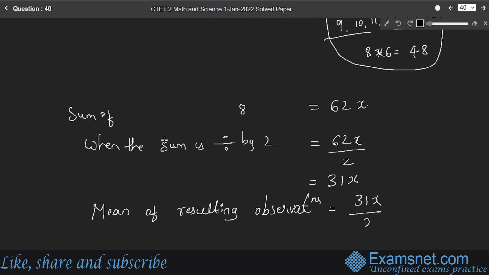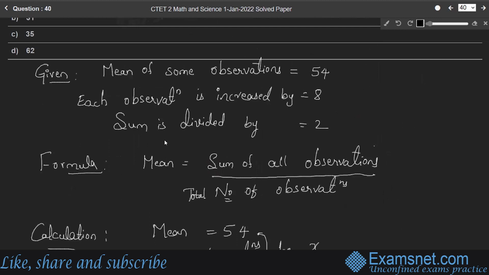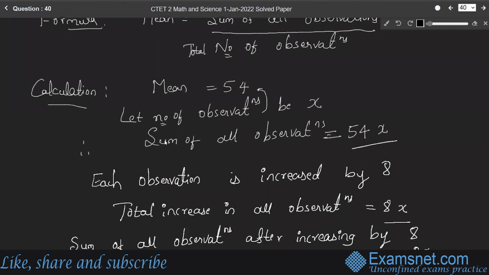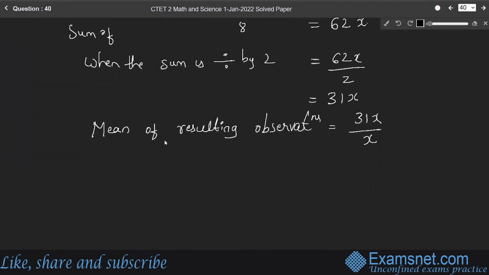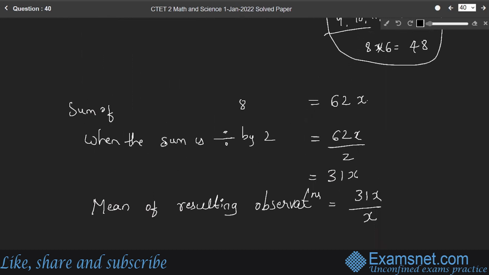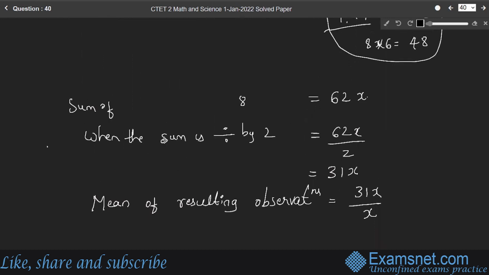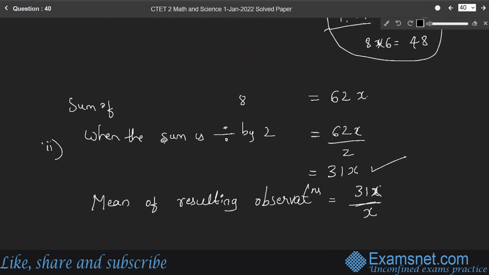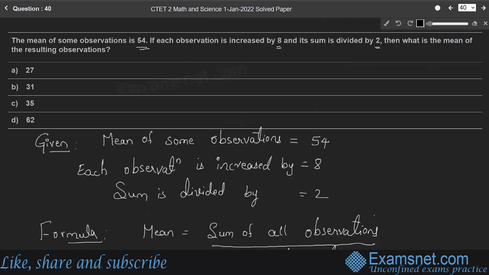31x divided by x. So the formula for mean tells sum of all observations divided by total number of observations. Here total number of observations are x, and the sum of all observations after increasing by 8 is, according to the question, divided by 2 and then applied in the formula. Therefore, mean of resulting observations is equal to 31. Therefore, option B is the right answer.